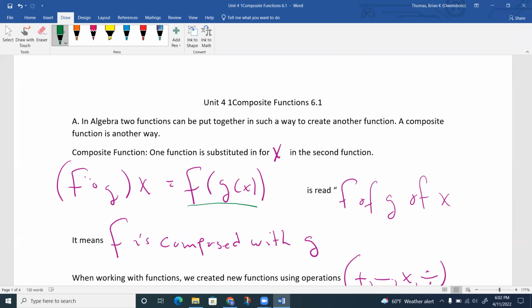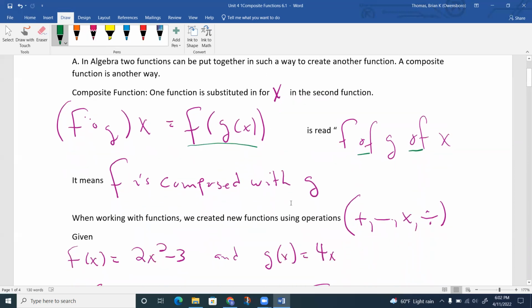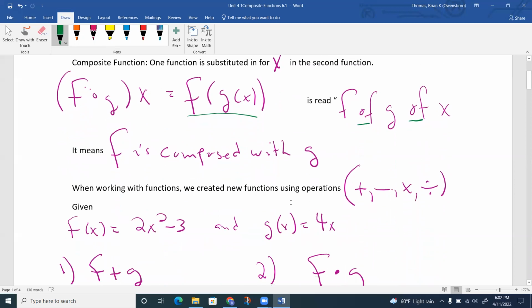As I said, this is read as f of g of x. Or again, in this notation, I would just say f of g of x. Essentially, what this means is f is composed with g. Composed kind of means made with. So f is composed, or made with, g.